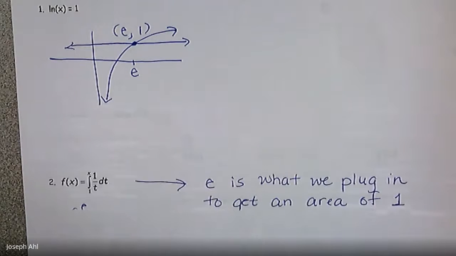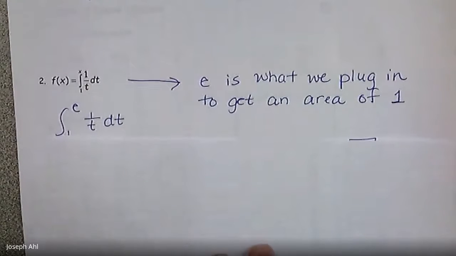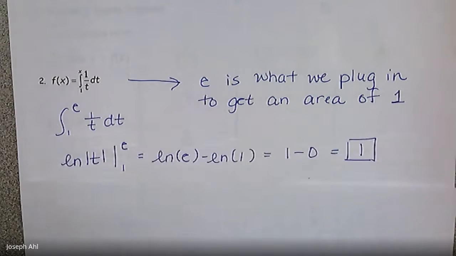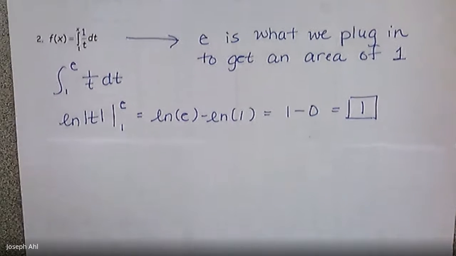Once you have that in your notes, a second way to define e is based on an accumulation function. If you input e for that upper bound in the accumulation function, e is what we plug in to get an accumulated area of 1 underneath the curve. And you can justify that by finding the antiderivative. We know the antiderivative of 1 over t is ln absolute value of t. Plug in the bounds of e and 1. We know ln of e is 1, according to what we have above, and ln of 1 is 0. So therefore, we do get that the accumulated area, when plugging in e to the accumulation function, is an accumulation of 1.